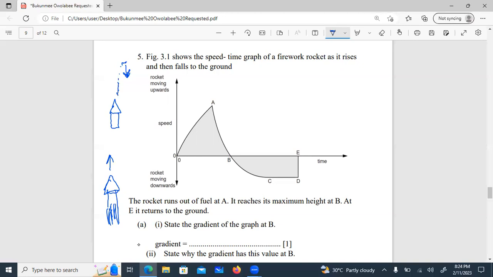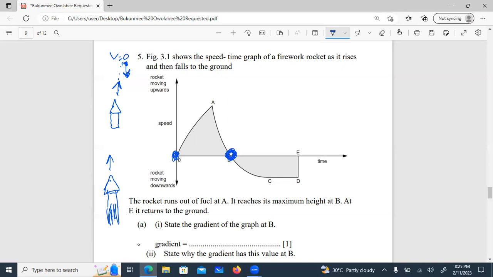So the speed reduces up until the rocket attains the maximum height. Okay, at the maximum height, the speed of the rocket is equal to 0, and that is what you have here. The speed here is 0. This is what happens at maximum height, okay? So this is what happened.